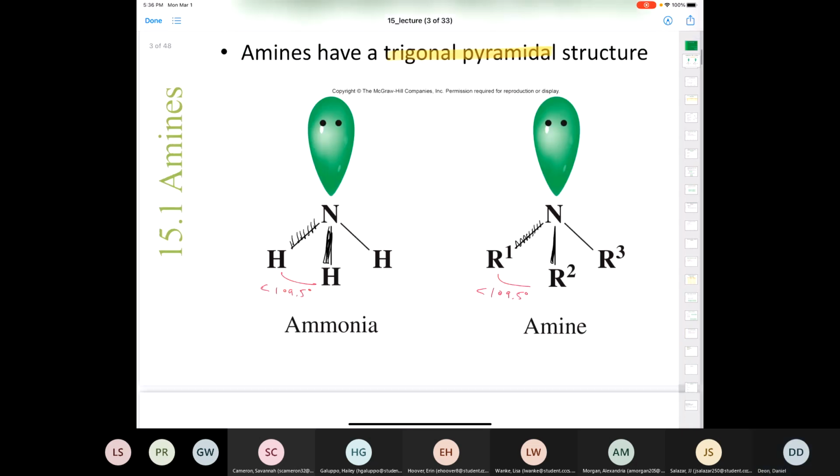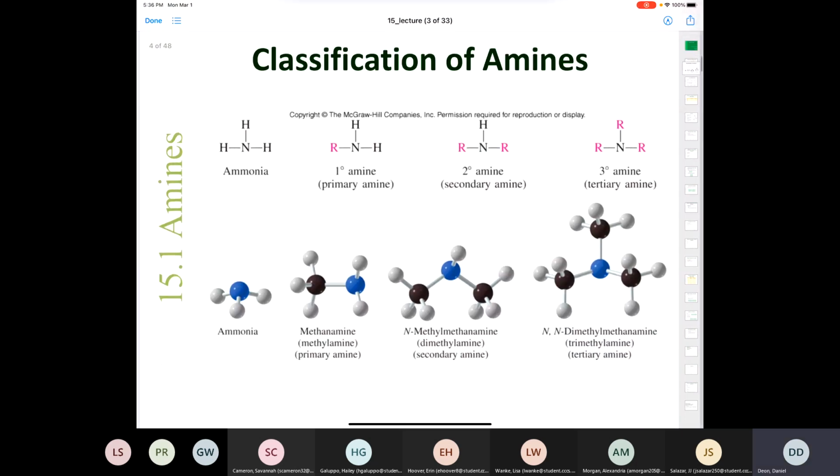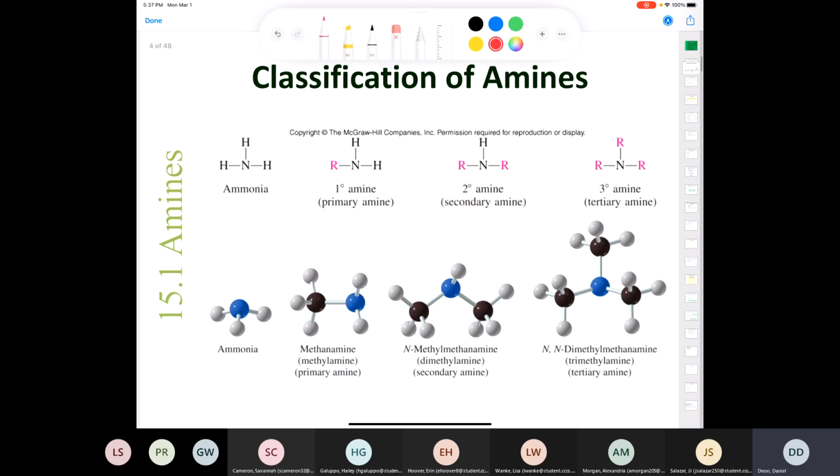Anyhow, if we move on, this is just another slide. I took this straight from our textbook. It shows the classification of amines. Again, you need to know the difference between ammonia, which is NH3, a primary amine where we have 1 R group, a secondary amine where we have 2 R groups, and a tertiary amine where we have 1, 2, 3 R groups. You got to know the difference between all of those.